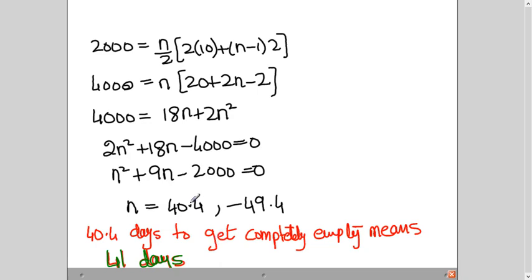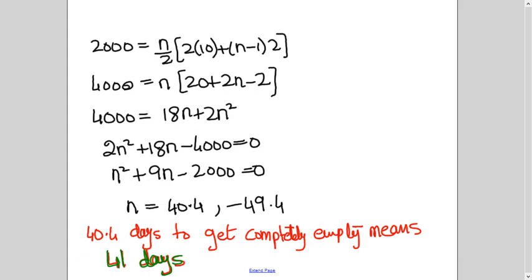Now do not think of rounding off here. The concept is not of rounding off. It is saying how many days. So it is actually 40.4 days. So 40 complete days, and on the 41st day, part of the day, maybe half day, quarter day, the tank will be empty. So that's why we are saying 41 days it will take to get the tank empty.